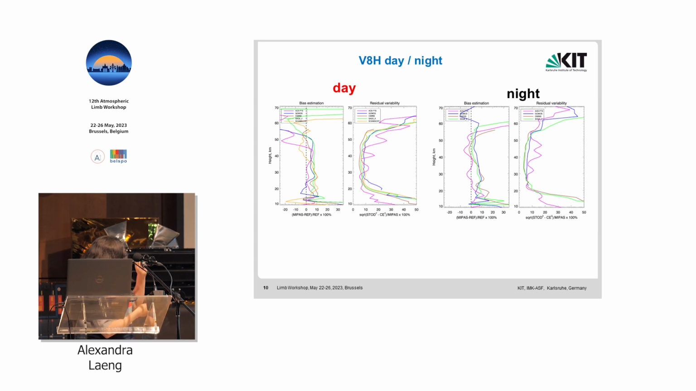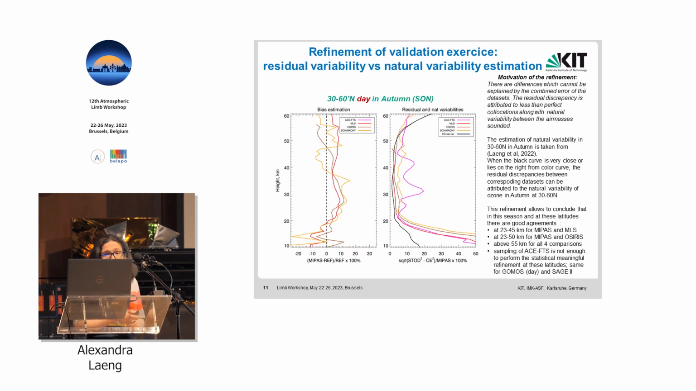And so the part which is attributed to the natural variability, this can be refined. There are some differences that cannot be explained by the combined error of the datasets. And the residual discrepancy is usually attributed to less than perfect collocation. So it's the natural variability because you don't sample the same air masses. But this natural variability, from the BASCO data, we did some estimation of the natural variability for over 30 species. And we can use these values just to refine the exercise a little bit and to see if there are still some unexplained differences in the datasets.